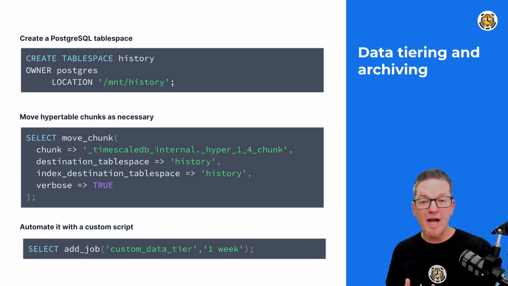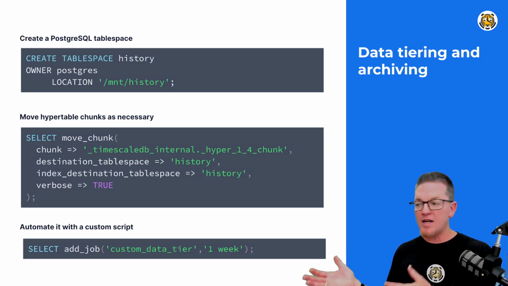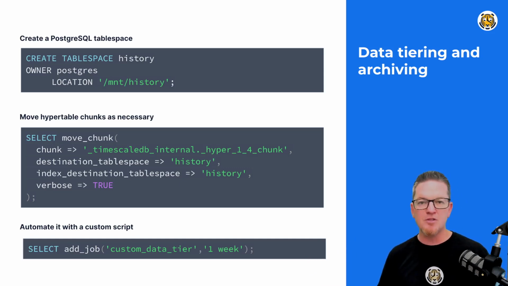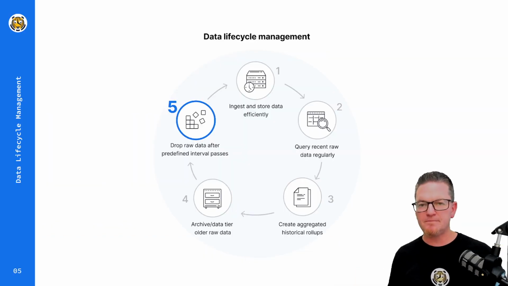Now, if that doesn't work and you actually want to do something different, or maybe you want to archive, you can actually use our custom job scheduler to write your own stored procedure and do whatever you would like with the data. You can archive it, you can send it somewhere else, you can maybe put it in a different database. So we give you a lot of flexibility for data tiering and archiving.